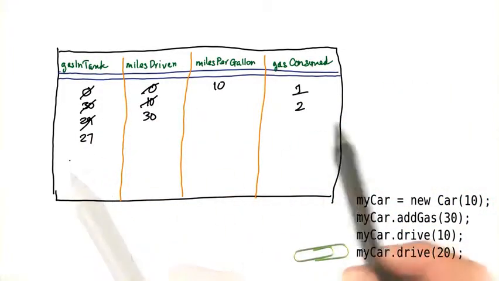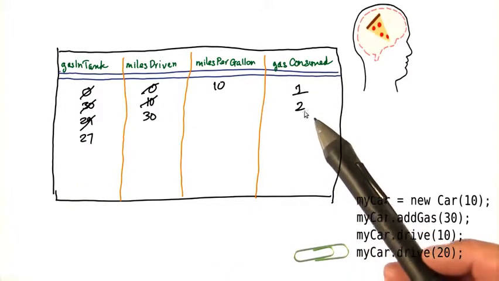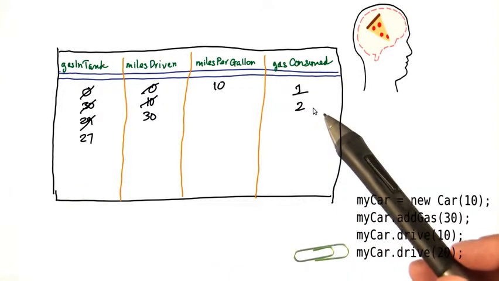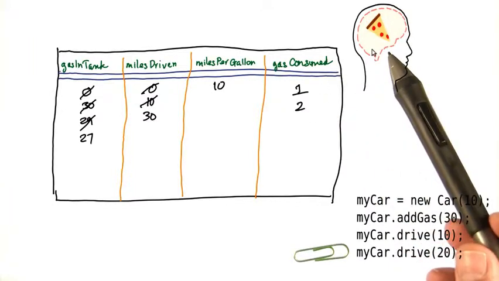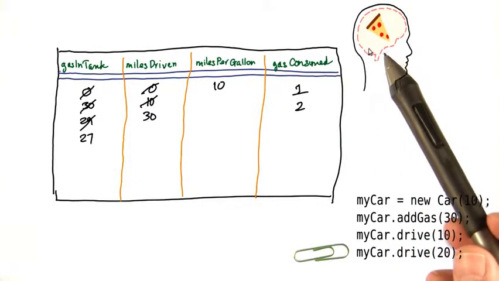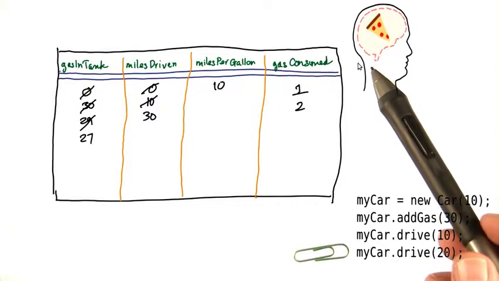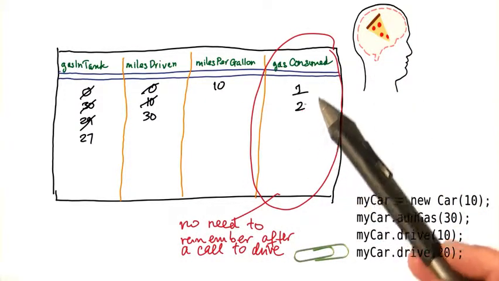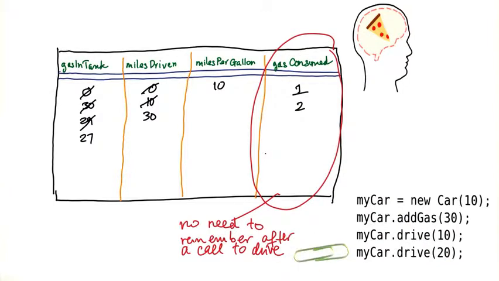So what's wrong? Have a look at this variable. The stuff that it remembers is short-term information. The amount of gas consumed the last time one drove, that's just like remembering what pizza you had for lunch. You don't really need to remember this long-term. There's absolutely no need to remember these values after a call to drive. They should be short-term memory. That should be a local variable.